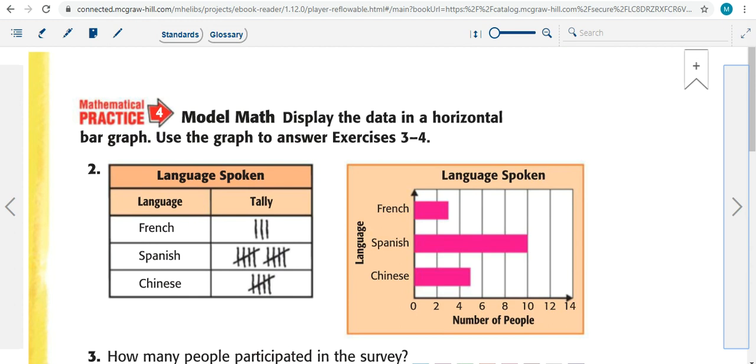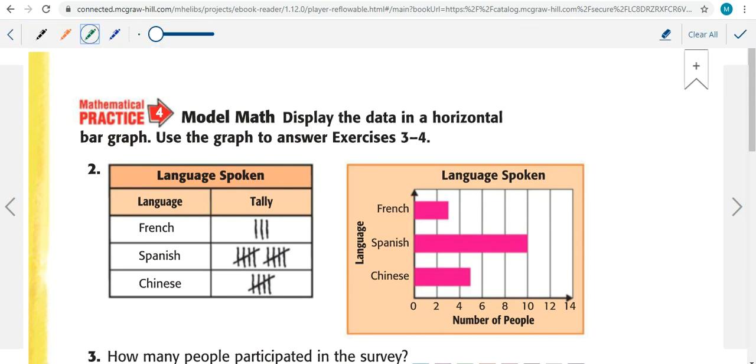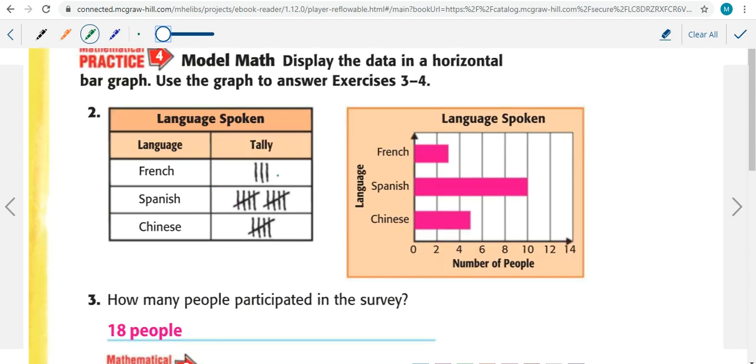We're doing my homework, okay? Model math. Display the data in a horizontal bar graph. French has 3, so you draw the bar in between 2 and 4 to show 3. Spanish has 10, so you draw all the way until 10 like here. Chinese has 5, so you draw in between 4 and 6, right?